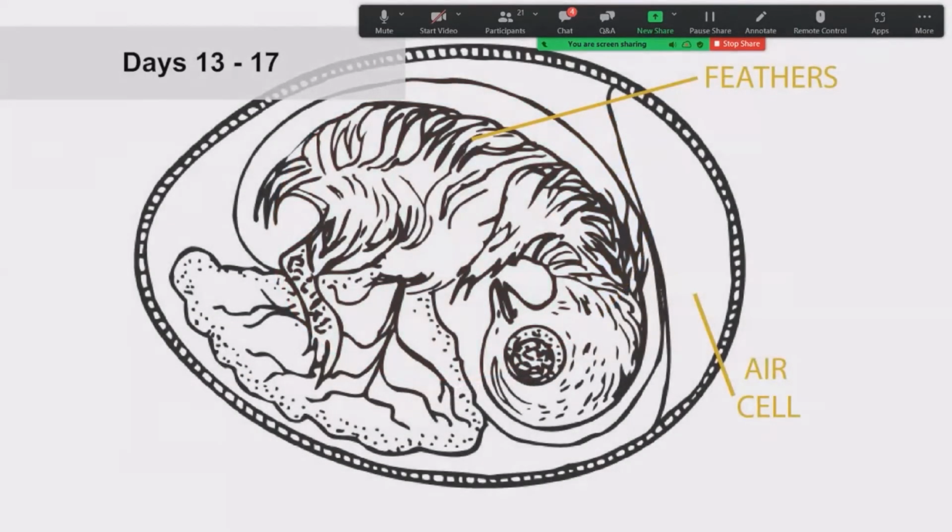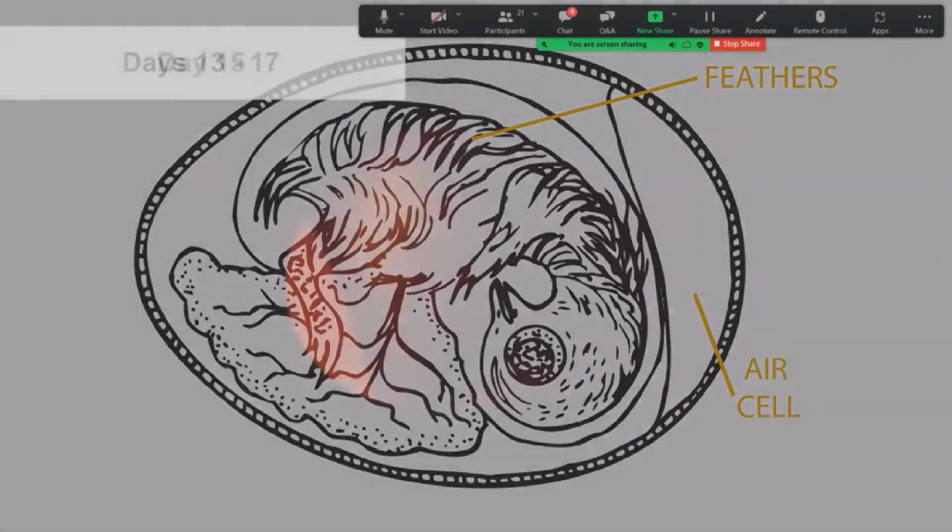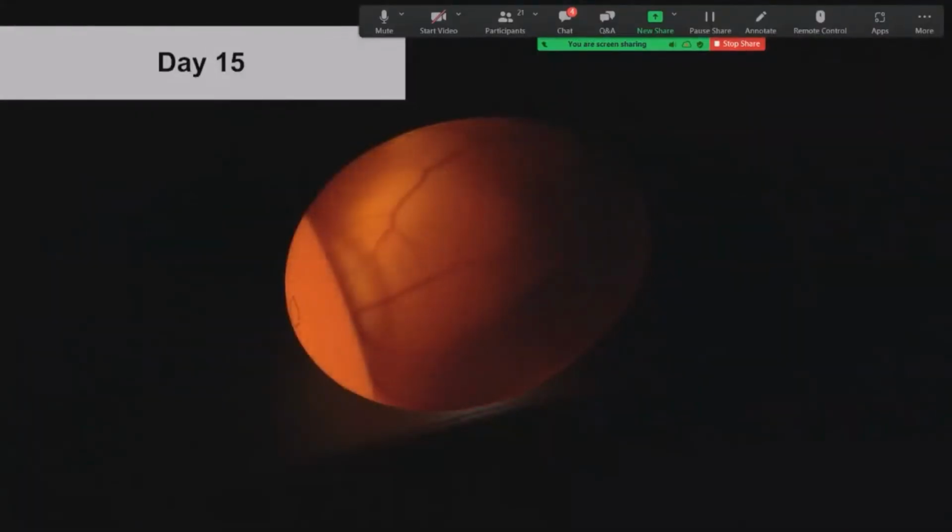During this time, the embryo continues to grow. The scales, claws, and feathers are completely developed. By the 15th day, the embryo starts to draw their small intestines into their body cavity. The embryo turns toward the blunt end of the egg to prepare to hatch.